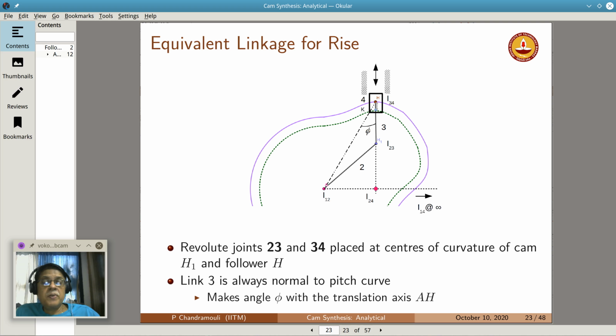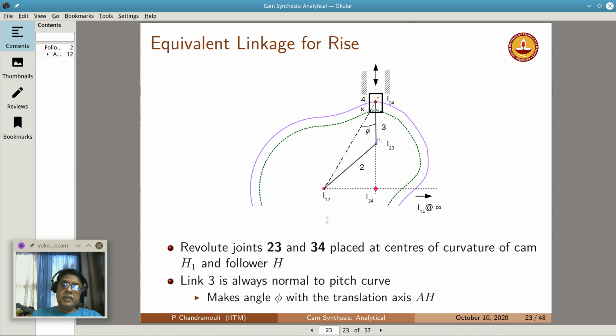And of course the radius of curvature of the roller, which is the other body in this. So the cam is represented by this H1K, and the roller is represented by HK. H1K is the radius of curvature of the cam at that instant, and HK is the roller radius at this instant pointed in this direction. So you have this mechanism. And this of course H is the center of the slider, and it slides back and forth. All right.